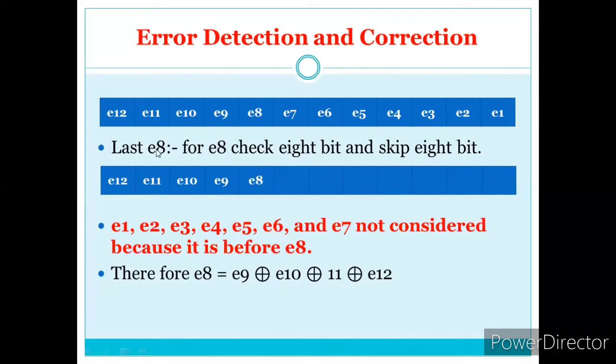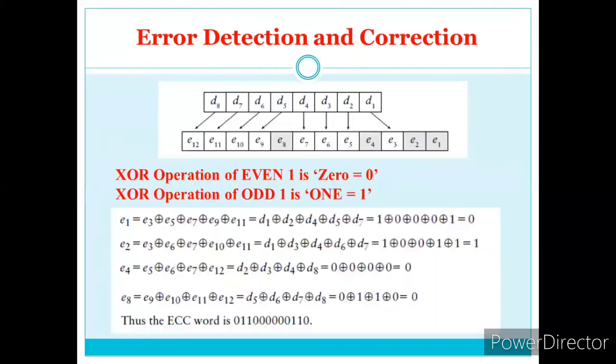Similarly for E8, check 8 bits and skip 8 bits. So whatever is there before E8 is neglected, remaining bits are considered exclusive of E9, E10, E11, E12. So this is how we need to find the ECC. There is a parity error check bits there. So now we have to write the 12 bits data.